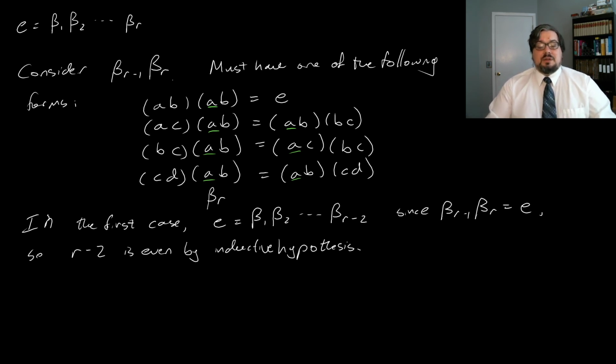So we said in our inductive hypothesis that if you could write E as a product of any number of transpositions less than R, then that number had to be even. R minus 2 is less than R. That means R minus 2 is even by the inductive hypothesis. And that, of course, means that R itself is even.